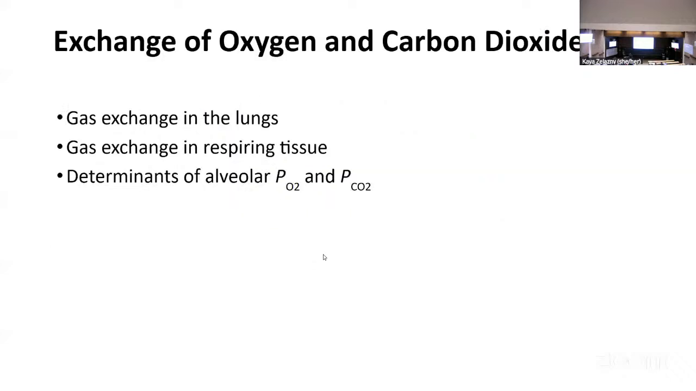Okay. All right, so next we're going to be thinking about how oxygen and carbon dioxide get exchanged between the alveoli and the blood, right? So we're going to be thinking about what happens at the lungs. We're going to be thinking about what happens in the respiring tissue, so in the cells that are making ATP. And we're going to think a little bit about how do we see the partial pressures of oxygen and carbon dioxide changing in the alveoli, because this is really going to set us up for what numbers we're going to expect to see throughout our bodies in different arteries and veins.